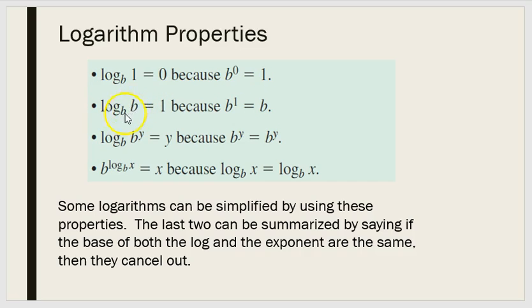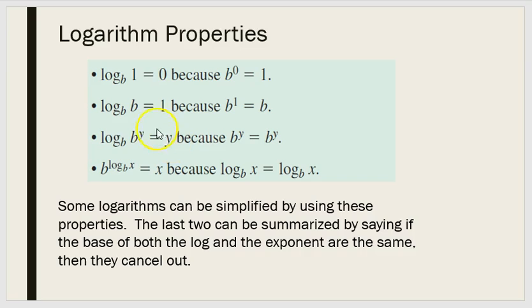So when the bases match, the answer will be 1. These are the two most important ones because they simplify the most for us. The easiest way to summarize these two statements is to say if you have log base 3 and then 3 to a power, or whatever the number is, as long as the numbers match, then the log and the exponential part will cancel out, and your answer will just be the exponent that's off to the side.